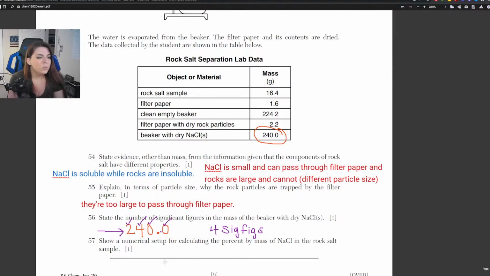57. Show a numerical setup for calculating the percent by mass of NaCl in the rock salt sample.